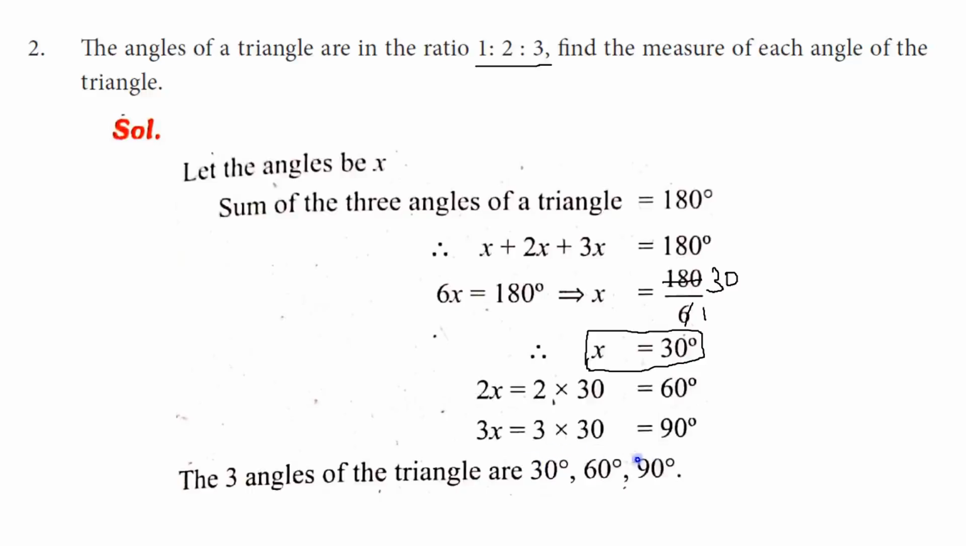So, if we add these and check, we will get 180 degree. If that comes, our answer is correct. Okay, if we add, 30 plus 60 degree is 90 degree, 90 plus 90 degree means 180 degree. So, this our answer is correct.